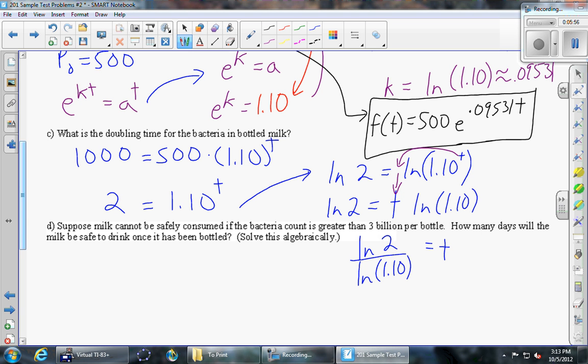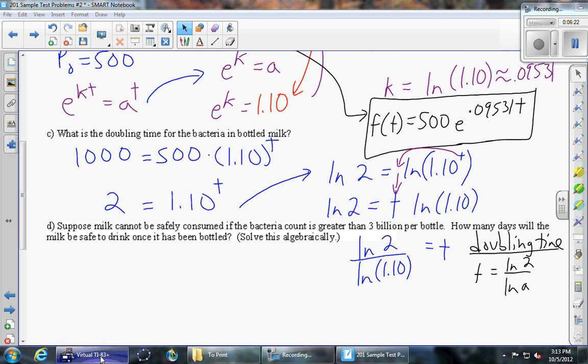And actually, some of you maybe have seen this formula before, but the doubling time turns out is always equal to ln of 2 divided by ln of a. And that's what we saw by going through this calculation. So let's go ahead and find the doubling time on the calculator.